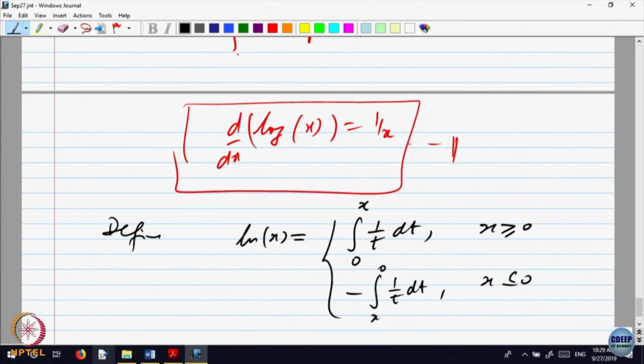Log of 1 is 0. What is log of a negative quantity? What do you think of log of half? It is minus log of 2, right? So that's why this negative sign is coming. x to 1, 1 over t dt. And this automatically says log of 1 is 0.